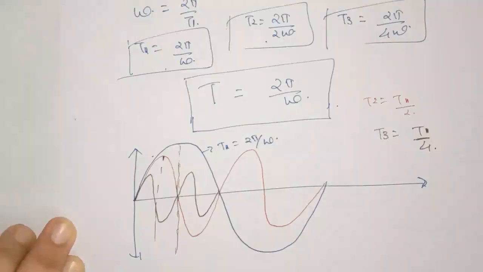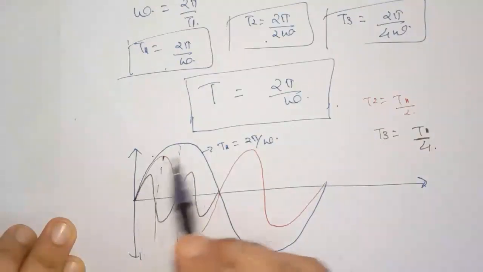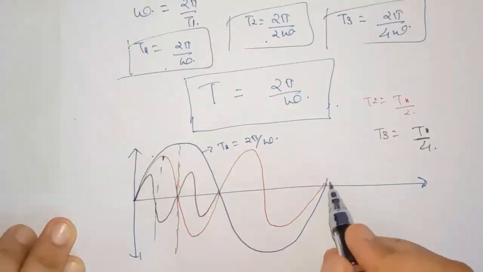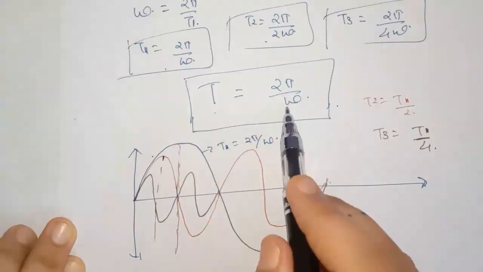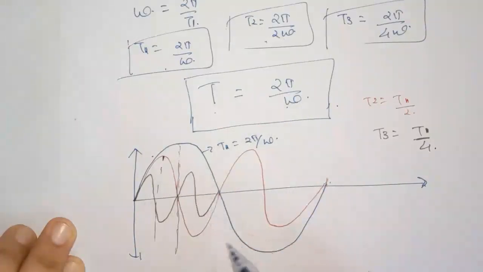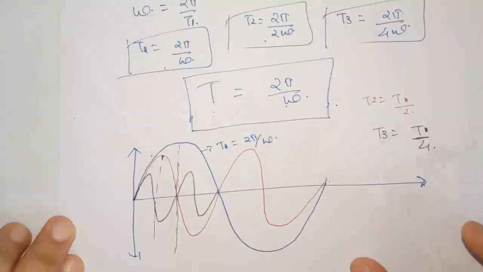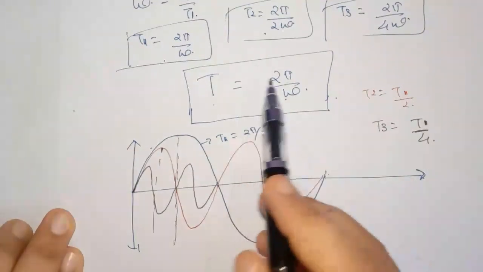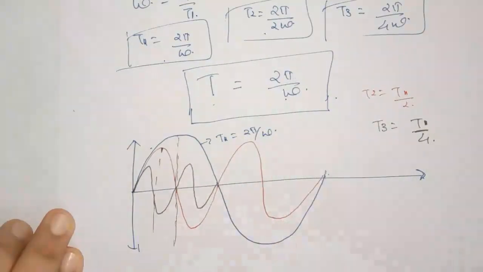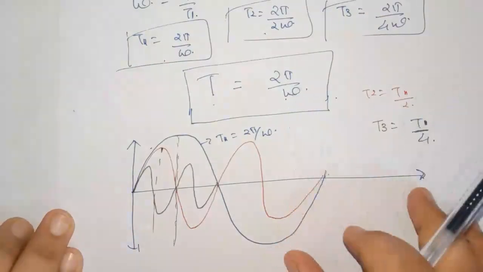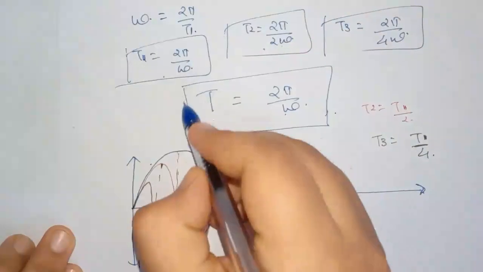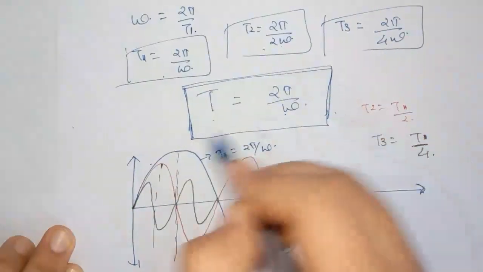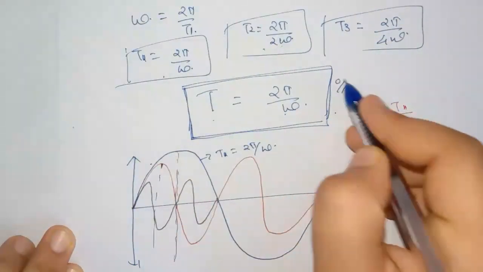We can see that after time period capital T only, after time period 2 pi by omega only, the whole pattern is repeating. So we can say the time period is 2 pi by omega. So in this kind of case, always take the time period which is the largest. So here T is equal to 2 pi by omega will be our answer.